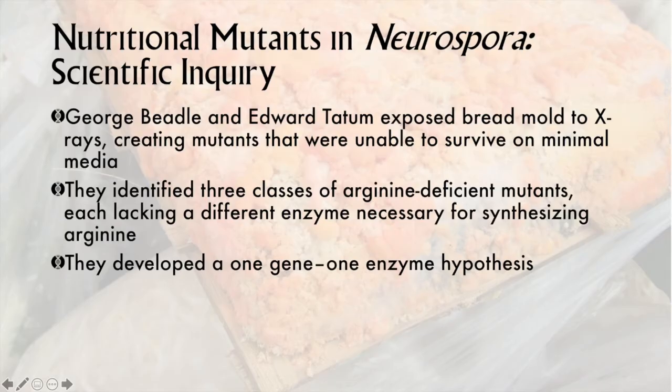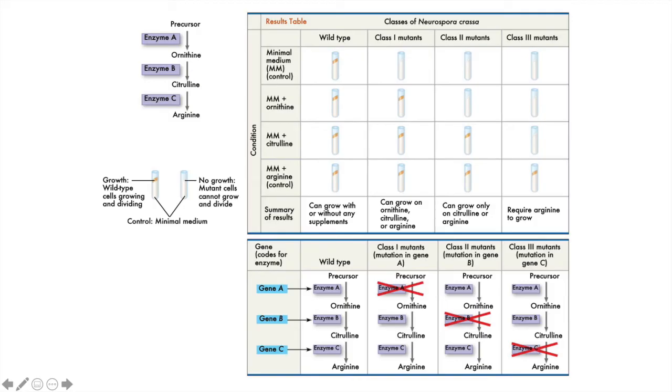They produced mutants that could grow on richer media that had additional food sources, but not the minimal media. By crossing the different mutants, they were able to identify 3 different types of mutants that were unable to synthesize the amino acid arginine. It was known that the wild-type Neurospora that could grow on minimal medium produced arginine using a 3-step metabolic pathway. They reasoned that the 3 classes of arginine mutants were each deficient in an enzyme necessary to produce the amino acid. This led them to their one gene, one enzyme hypothesis, which states that each gene dictates production of a specific enzyme.